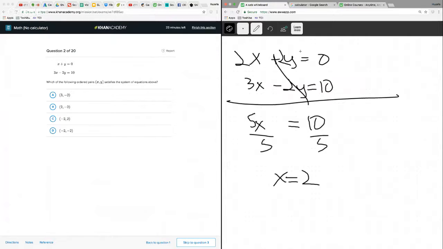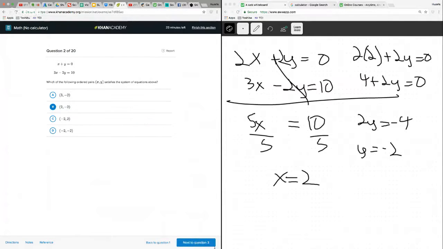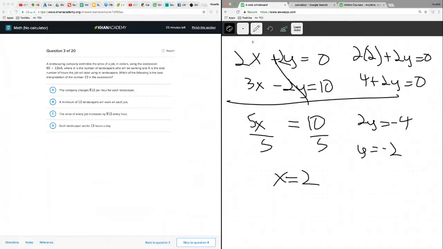If we plug that back into, let's say, this equation, 2 times 2 plus 2y equals 0. 4 plus 2y equals 0, so 2y equals negative 4, and y equals negative 2. So our pair is (2, negative 2), and it is this one. Let's move on. Here we go.